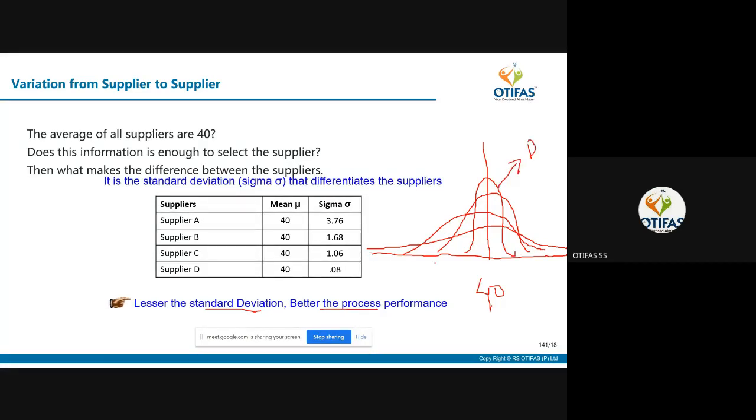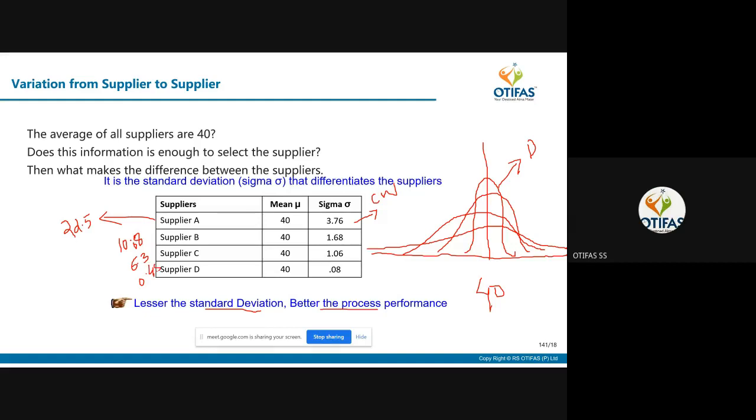Now, what makes a difference? The standard deviation. So when you take this standard deviation, what is the control width here? For supplier A, what is the control width? It is 6 into standard deviation, 3.76. Somebody can calculate and tell me? 22.56. And for supplier B, 10.08. And for supplier C, 6.36. And supplier D, 0.48.